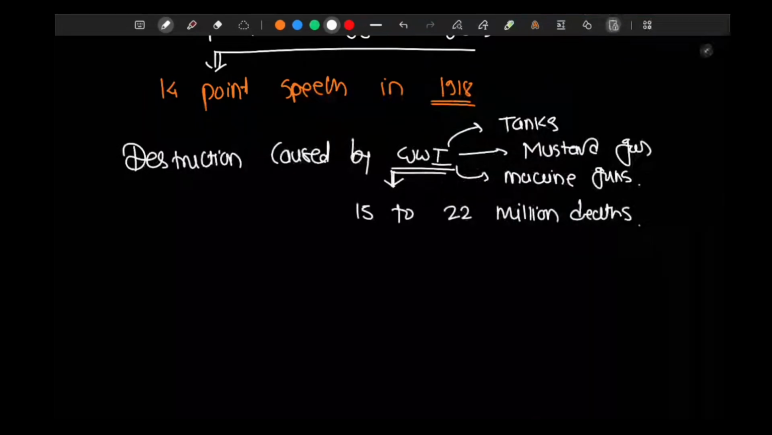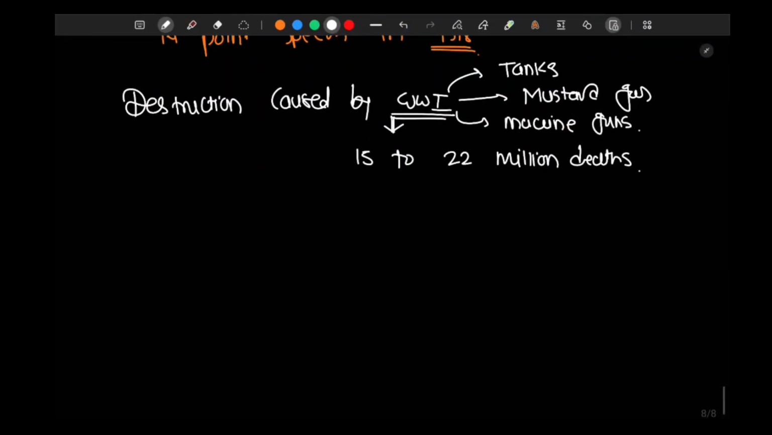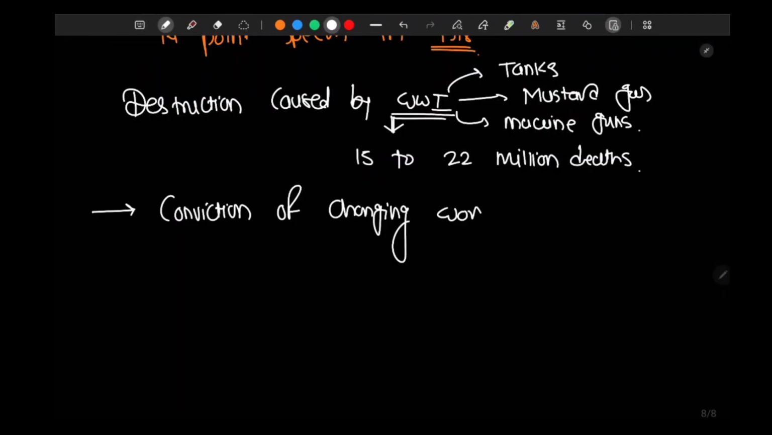In the destruction caused by World War One, and in the fear of the machinery and the bloodthirsty politicians after World War One, Woodrow Wilson gives this speech to the US Congress. What was the idea behind Wilson's speech? Wilson was a great man, but he was a novice. He wanted to change the world, and he had conviction of changing world affairs.